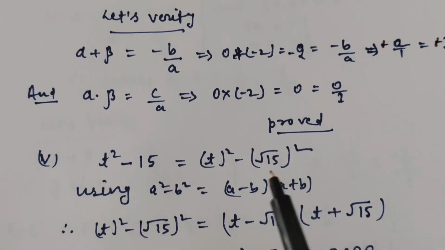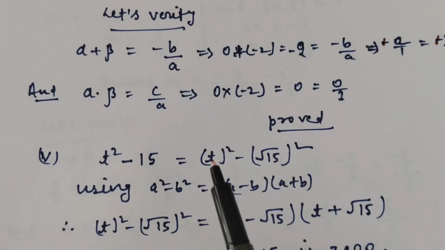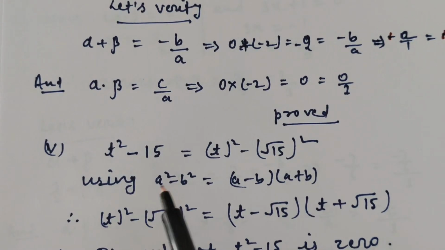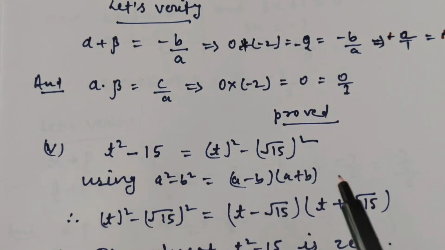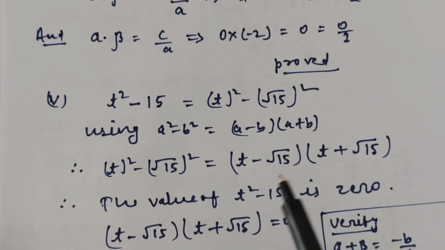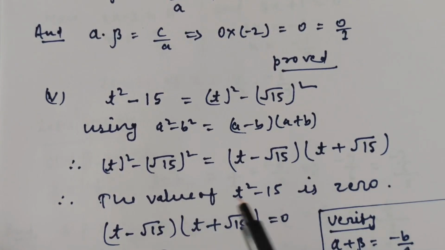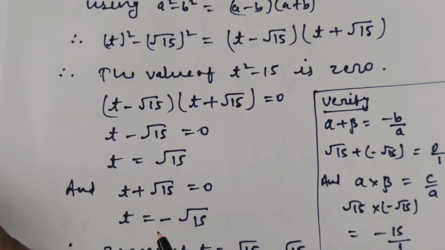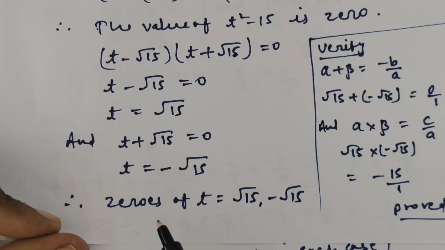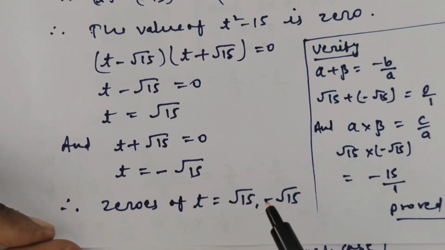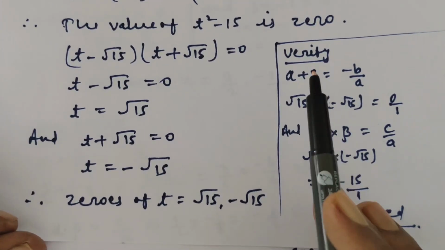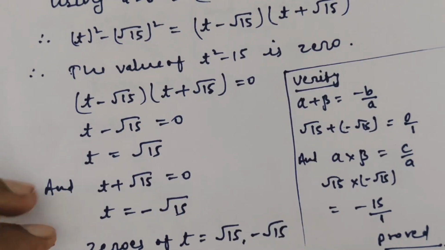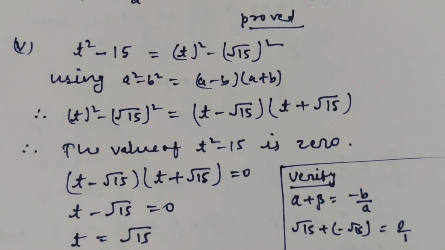Okay, t² - 15, you can make a complete square. So take t² - (√15)². Okay. So using the identity a² - b² = (a + b)(a - b), you can get this product. Okay, and factorize again, and finally got the two possible zeros for this: t = √15 and t = -√15. I have verified and got the two zeros. After that, mention the verifications over here. You can see that, and mention lastly that it is verified. Okay, this is the way to solve this question.